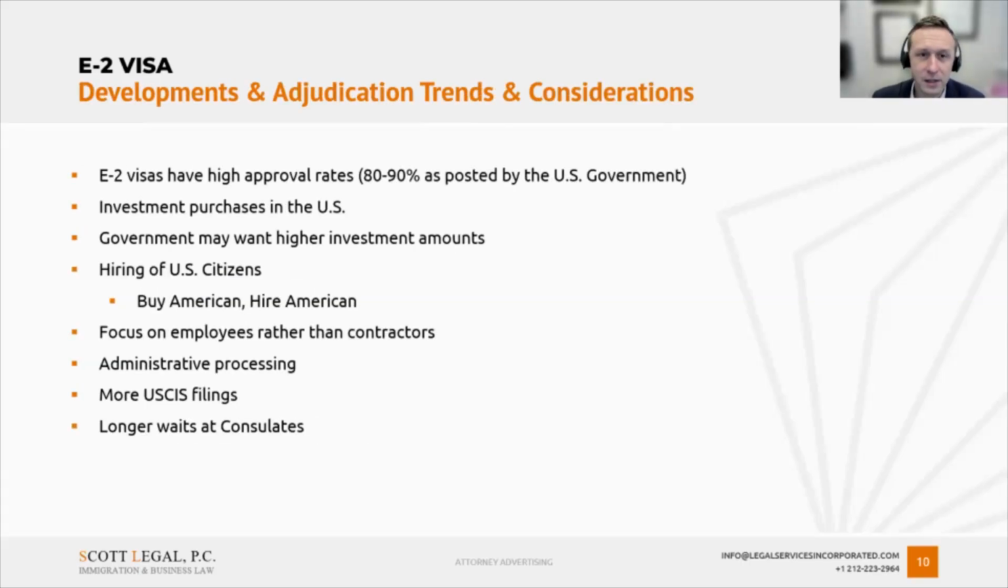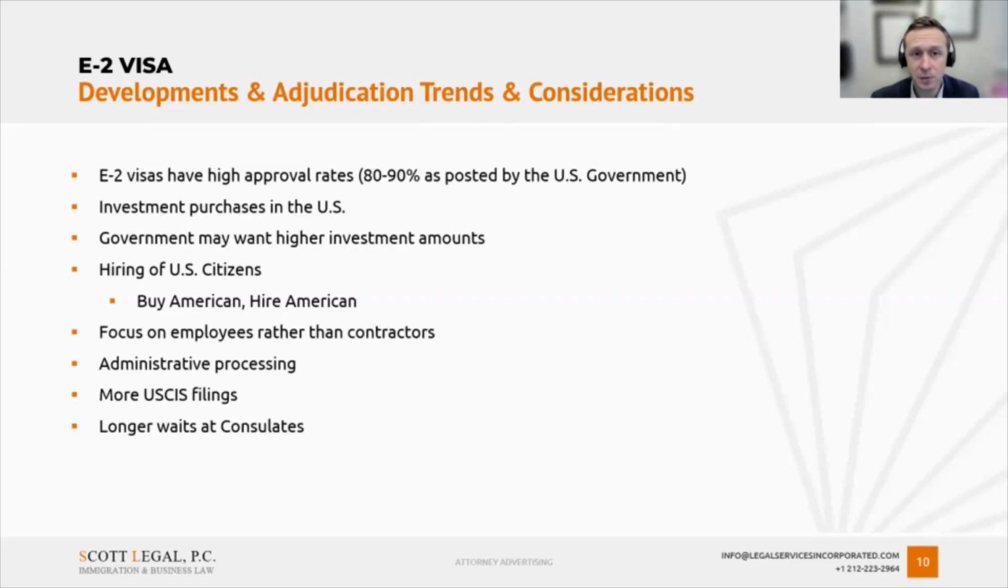A few developments and adjudication trends over the last couple years. We do see, and government data shows, that E2 visas do have high approval rates. Across the board, they tend to be approved about 80 to 90% of the time. Our approval rate is in the very high 90s, though I must say past performance does not predict or guarantee future outcomes, but we do see very high approval rates on E2 visas.